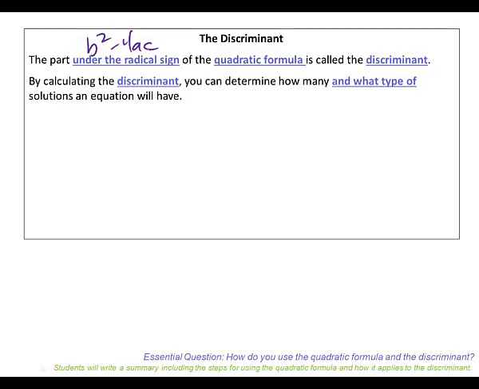And by the way, for quadratic formula, you have to know the formula. It's not going to be anywhere for you on the test. So you have to have it memorized by Tuesday, okay? Hopefully you know it, right? Because we've been doing this for the last like 2 or 3 years. We've known the quadratic formula. All right. So we call that the discriminant. When you calculate the discriminant, you can tell how many and what type of solutions you will have.